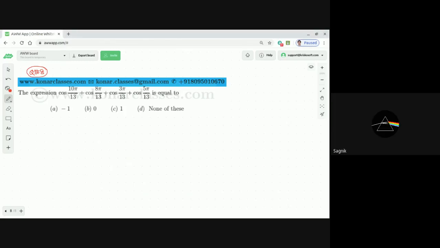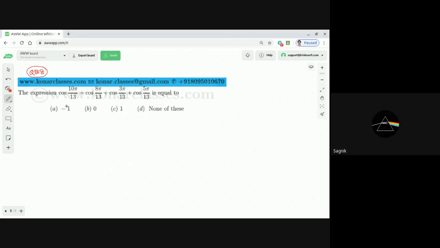I changed the 10 pi into 13 pi minus 3 pi, like that it is simplified. Okay, good. So 10 pi by 13, you make it as pi minus 3 pi by 13, right?